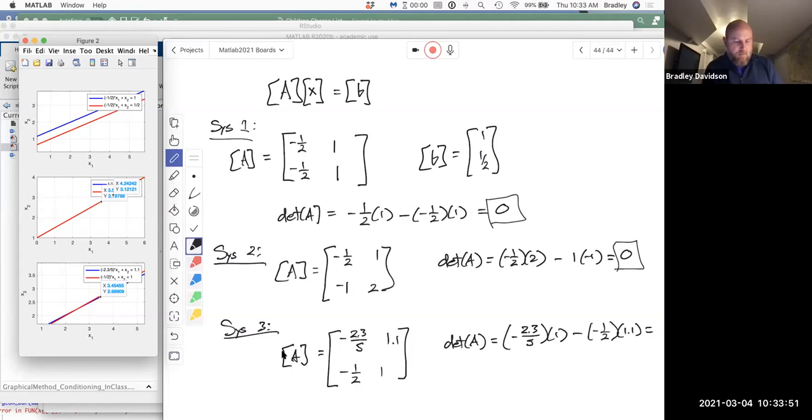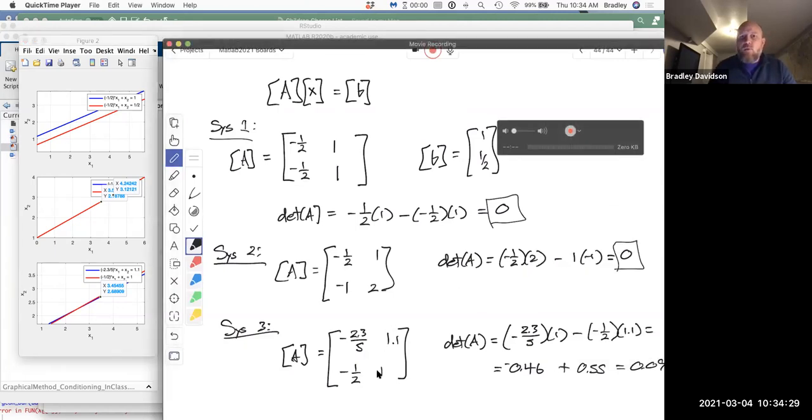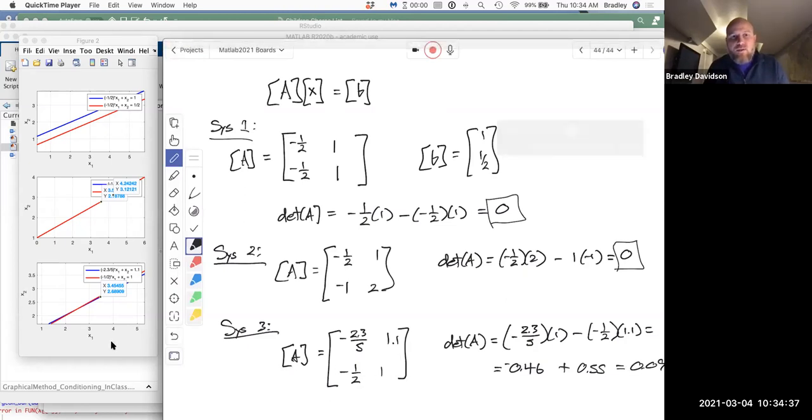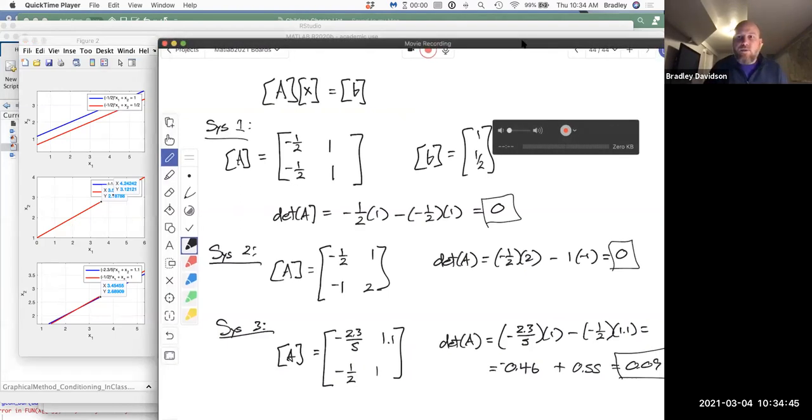So 2.3 divided by 5, or 6, and then plus 1.1 divided by 2, 0.55, and then minus, this gives us 0.09. Continuing with this theme, we are able to find a solution with our system number 3. However, because these two equations are so similar to each other, you can see that the determinant itself is really small. The determinant is equal to 0.09.